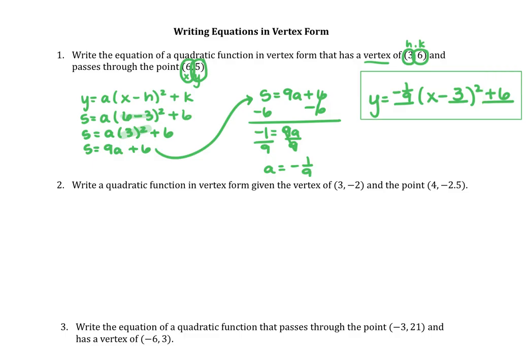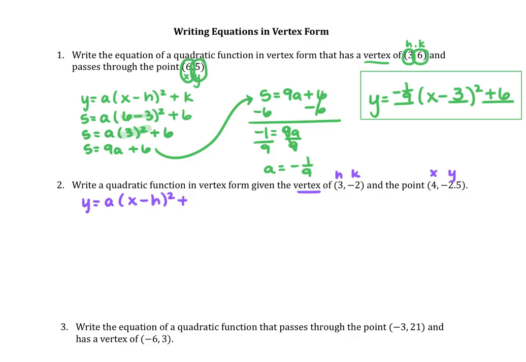Let's try another one. Number 2. I'm going to start first by labeling my vertex. This one says vertex, so this has got to be my h and my k. The other point is my x and my y. I'm going to write out my vertex form equation.